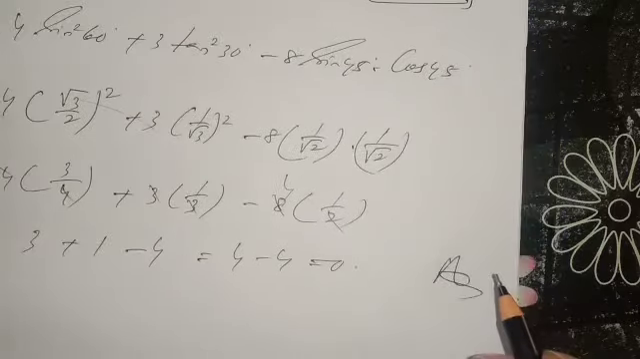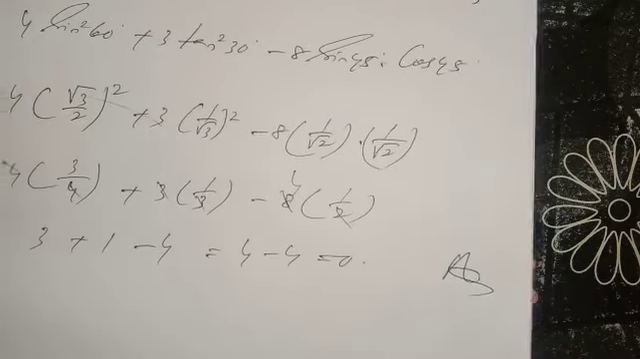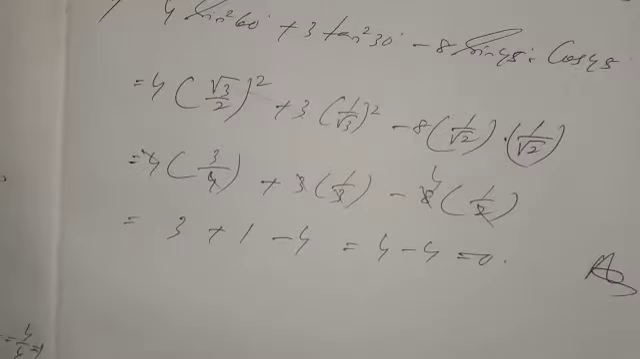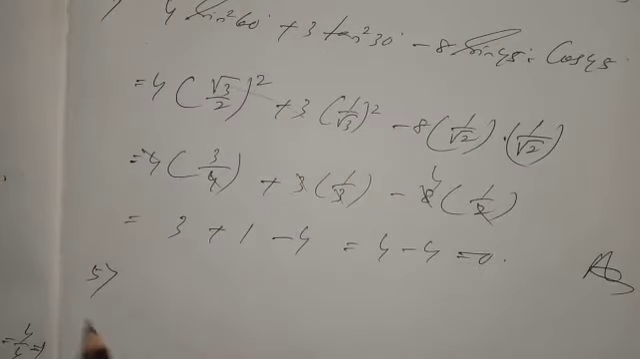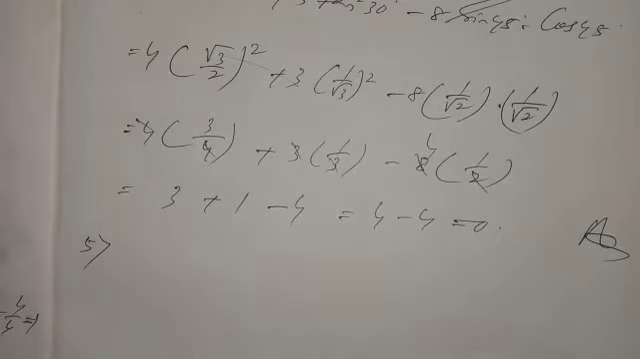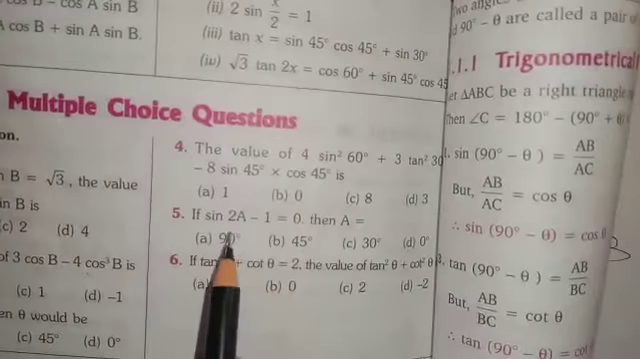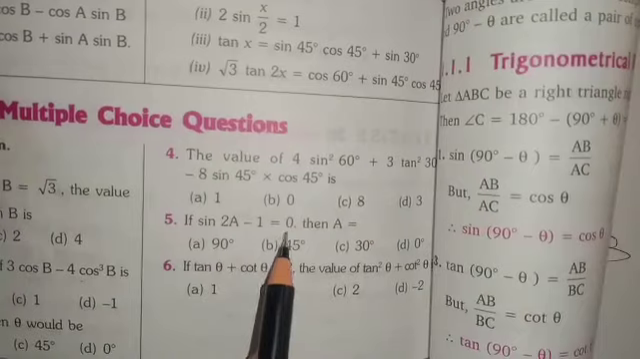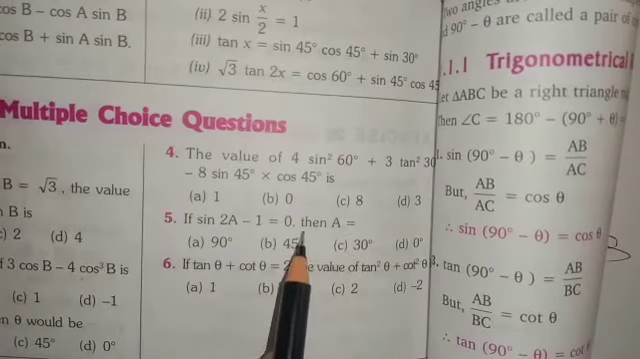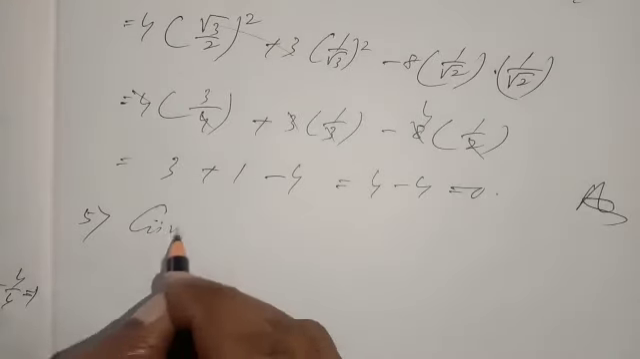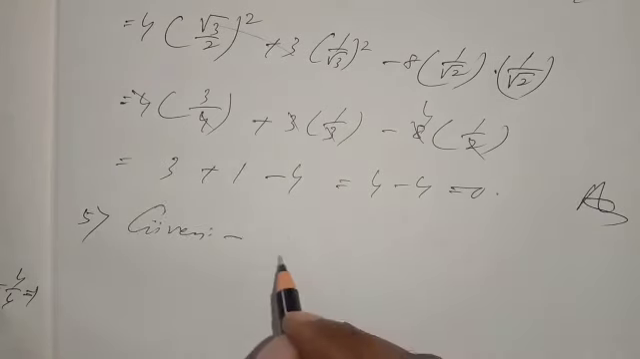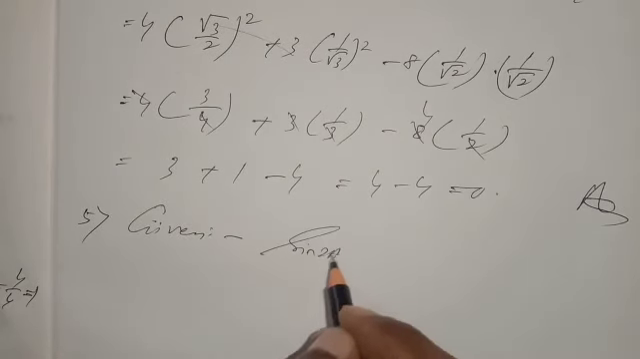Sorry, number 4 completed. Let us go to number 5. Just see. Question number 5, what is given? Sin 2a minus 1 equal to 0. Then a equal to, find out. So what is given here? Given sin 2a minus 1 equal to 0.